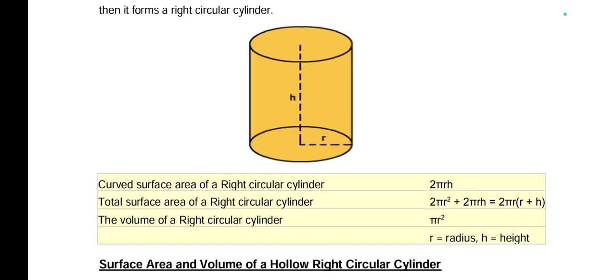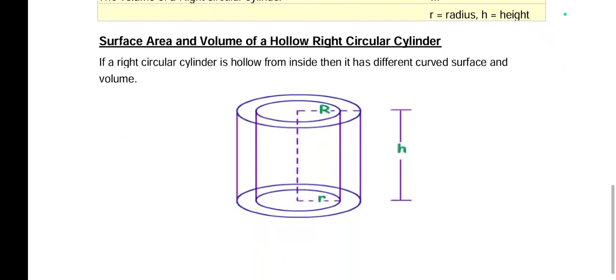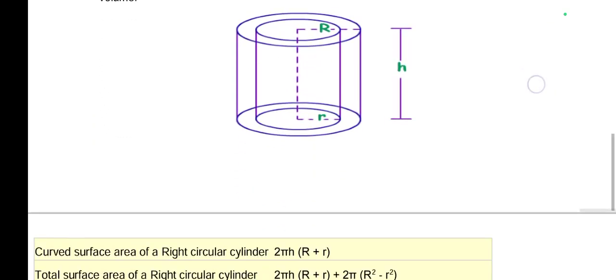We have to find the curved surface area. The base circumference is 2 pi r, and there is a height, so the curved surface area is 2 pi r h. Total surface area is 2 pi r h plus the area of top and base, which are circles, pi r square each, so we can say 2 pi r square plus 2 pi r h. You can take 2 pi r common, in bracket r plus h. So that's that part.